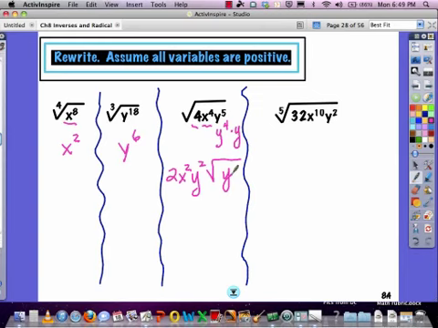Then our last one is our fifth root. So again, ask yourself, is 32 a perfect fifth root number? If you don't know, you start saying, what multiplies by itself 5 times to get me to 32? 2 times 2 is 4, times 2 is 8, times 2 is 16, times 2 is 32. So 32 is a perfect fifth root. X to the 10th is a perfect combination of 5s, and y to the second is not.